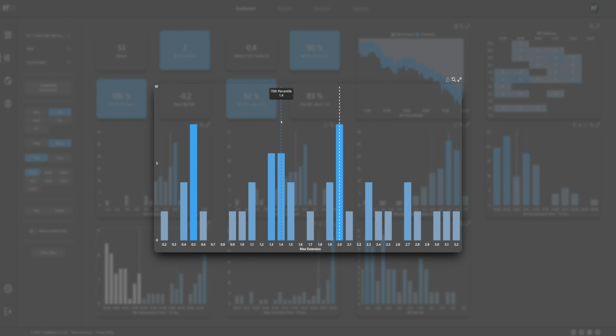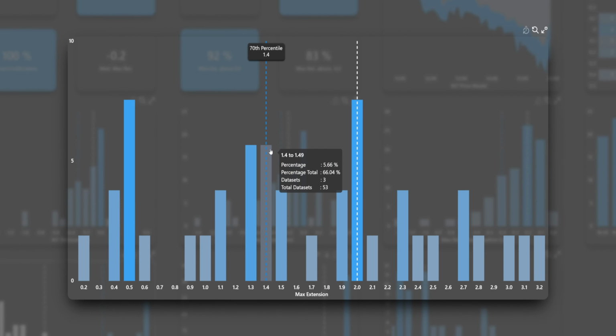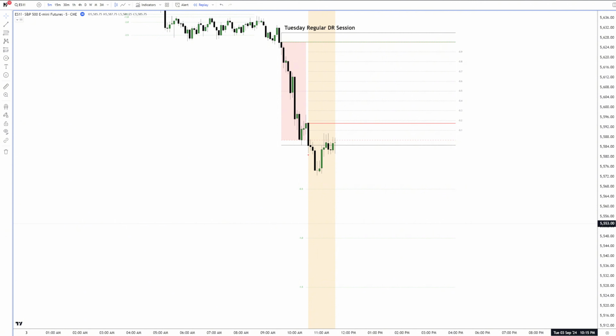Looking at the maximum extension, we can get a high probability target for the session, which in this case would be the 1.4 to 1.5 standard deviation level, which has been reached 66% of the time in the past for this exact scenario. The yellow window represents the time where most of the retracements will likely happen. The red box is where most of the retracements reached into, and the red line is where 50% of retracements are done. The green box represents our target, which has been met 66% of the time in the past.